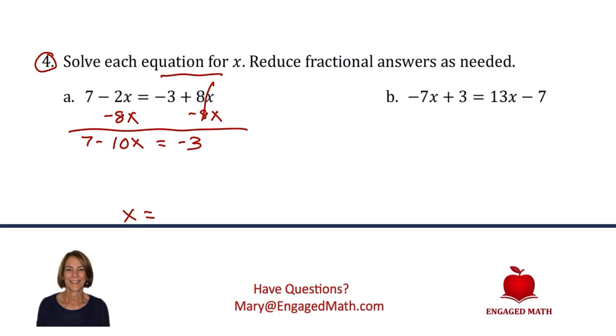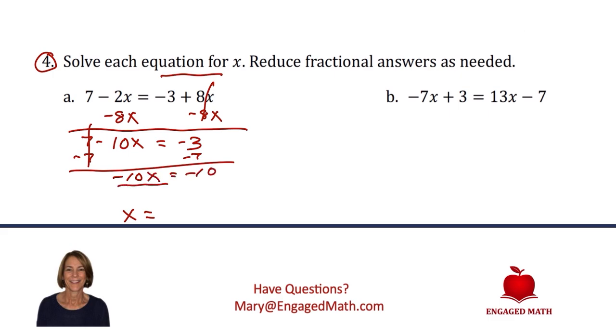negative 3. Now I'm going to subtract 7 from both sides so that once again the equation is going to become simpler. 7 minus 7 is 0. So my new equation is negative 10x equals negative 10.